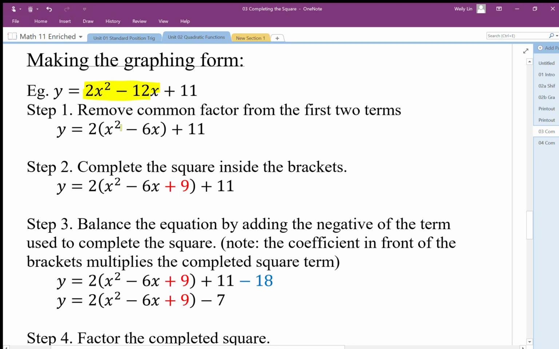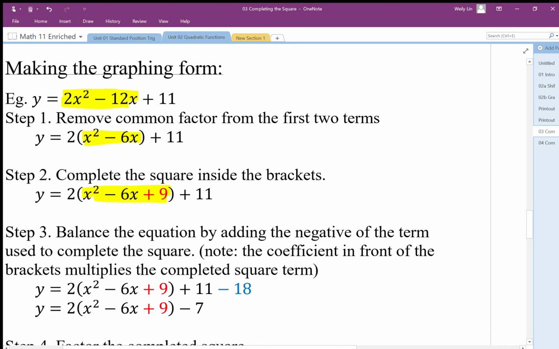We're going to factor out the common factor from those first two terms, because it's much easier to make the square using just the x squared rather than trying to do it with a 2x squared. So that's the first thing, factor that out. We then want to decide what number is going to complete this square. We're going to make that square with a plus 9. So basically it looks like this.